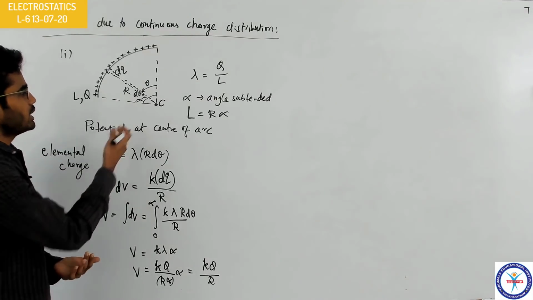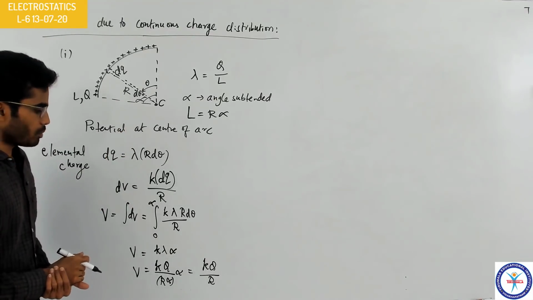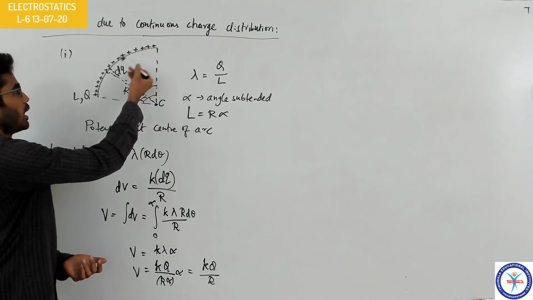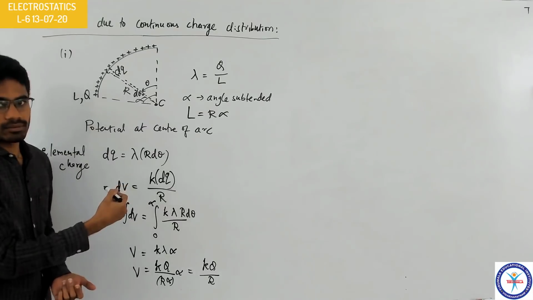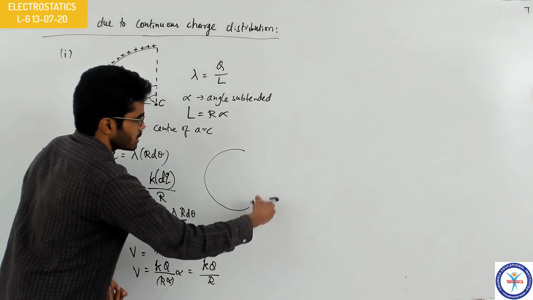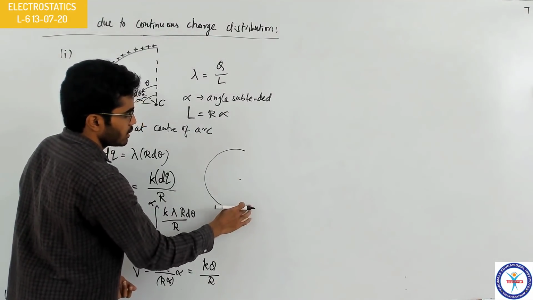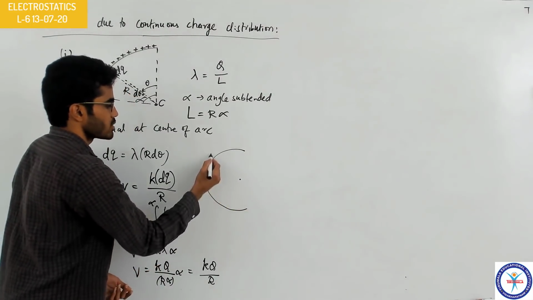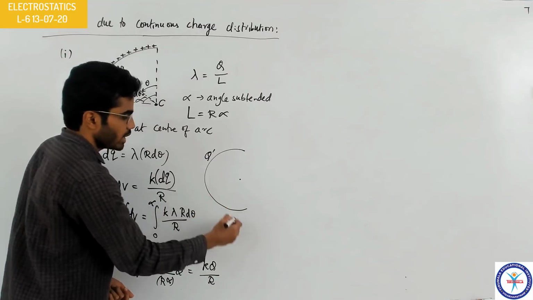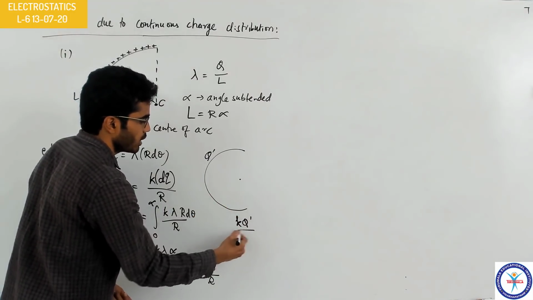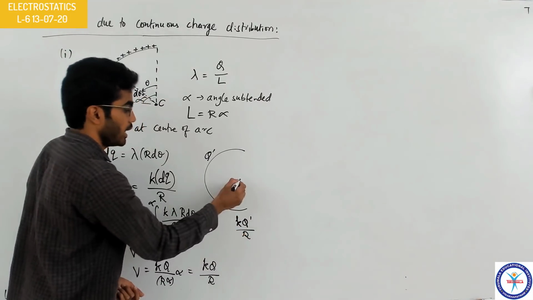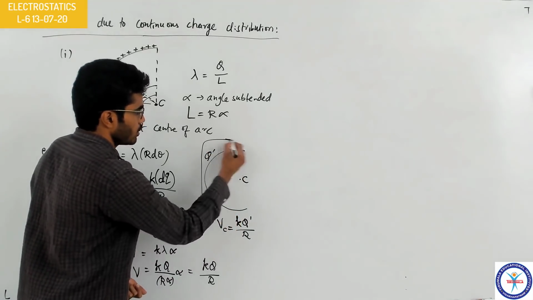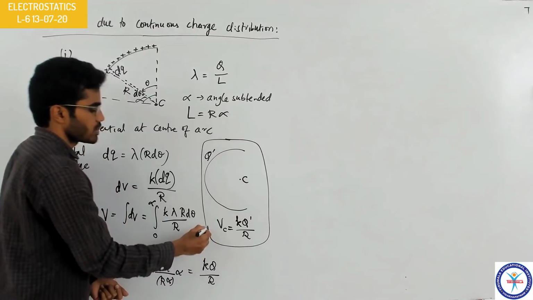Now whatever the angle is, it doesn't matter, we are getting kq by r. So if the arc length is even more, let us take this kind of an arc, now at the center, what would be the potential? If q is the total charge, then you can straight away write it as kq by r for arcs at the center. So always for arcs it is like this.